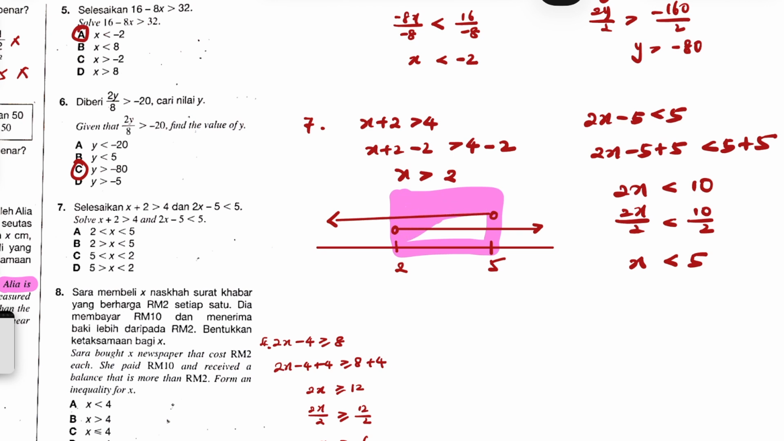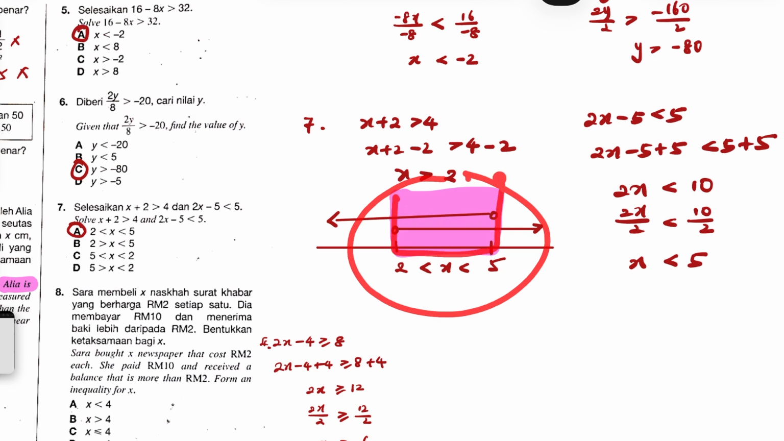So when the intersect is this part, this is x here, right? So x is in between 2 and 5. So which one is the answer? So A is the answer. Number 7, A is the answer. Exactly like what I have done here. This is the intersect, so within 2 and 5, x is greater than 2 and less than 5. Okay, so now the last question, number 8.